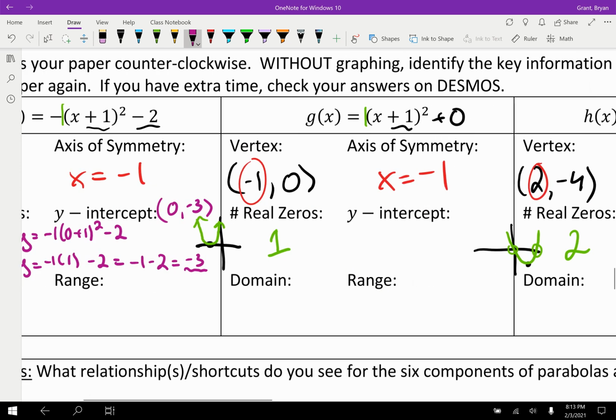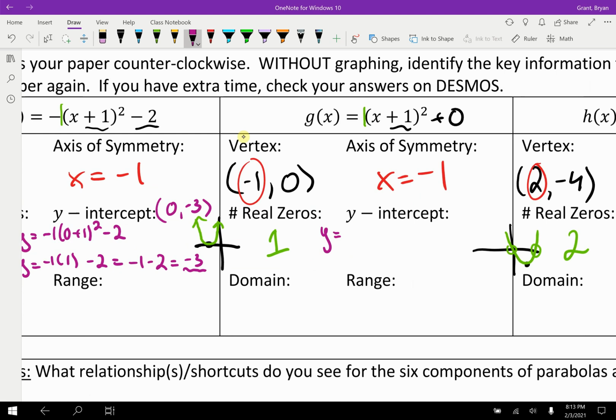We'll do the rest of these as well. So my y-intercept is found by replacing x with 0. There was a plus 0 at the end. I'm not even going to work that though. 0 plus 1 is 1. 1 squared is 1. So our y-intercept, not a lot of work this time, is 0, 1.